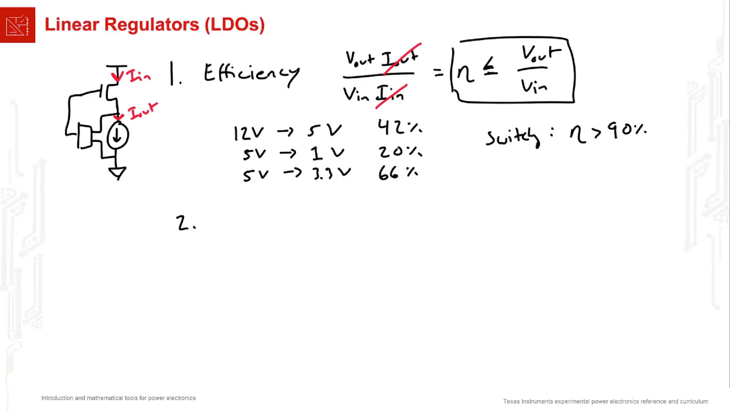The second thing I want to talk about is dropout voltage. The dropout voltage is nothing more than the minimum amount of voltage that has to appear across the device. So if this is VDS across the device, then the dropout voltage is just equal to VDS min, the minimum drain source voltage across the LDO that will still allow it to operate. And this is based on controller parameters and so forth.